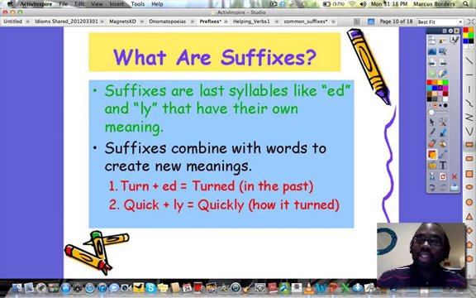Today we're going to discuss what suffixes are, just as we talked about with prefixes. Suffixes are the last syllables, like id and li, that have their own meaning. Suffixes combine with words to create new meanings. For example, turn plus id equals turned, which means to turn in the past, or quick plus li equals quickly, which means how it turned. Okay?